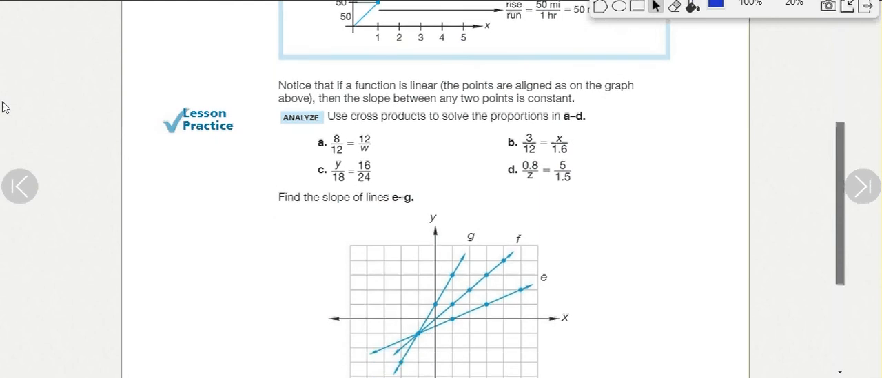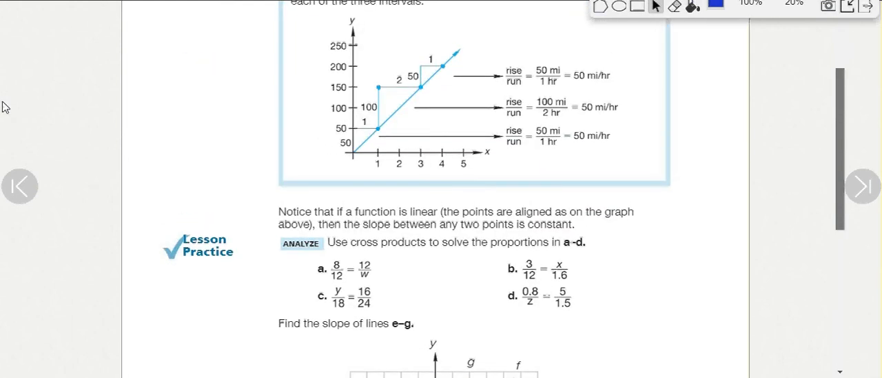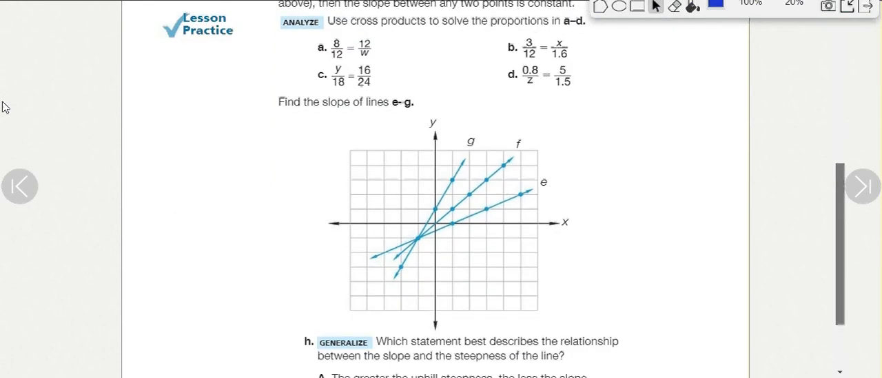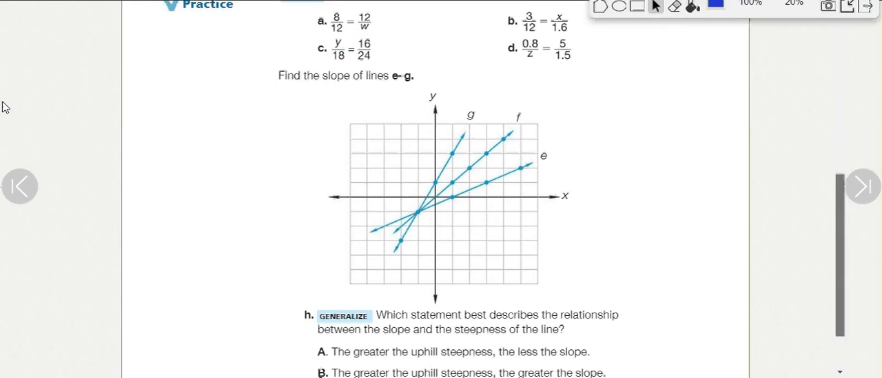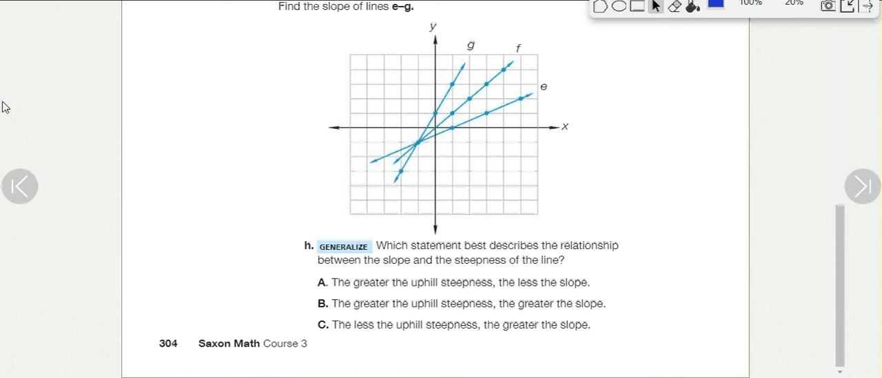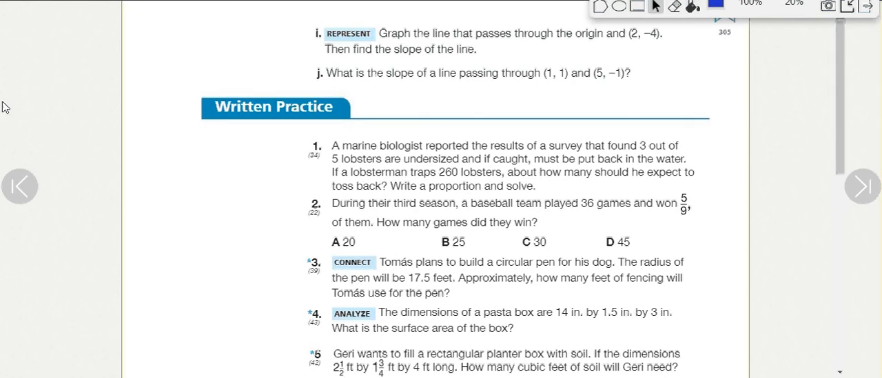If a function is linear, the points are aligned in a line like this, then the slope between any 2 points is constant. All right, why don't you find the unknown using cross products? I want to see that work for B and D. B and D. And then let's do what I just said on slope. Looks like J. Do letter J. B, D, J today. Do your best.